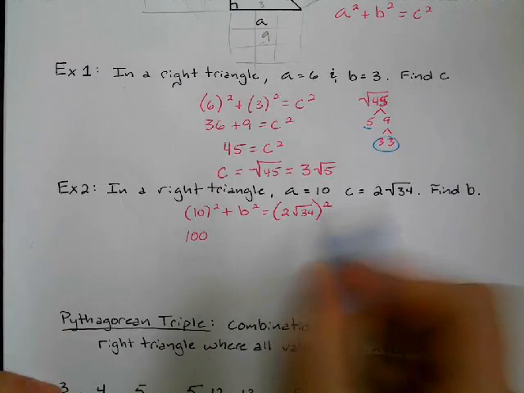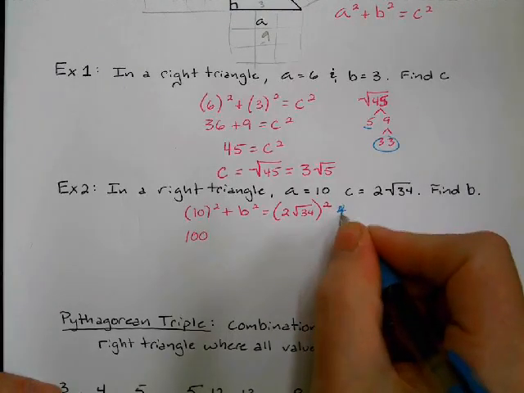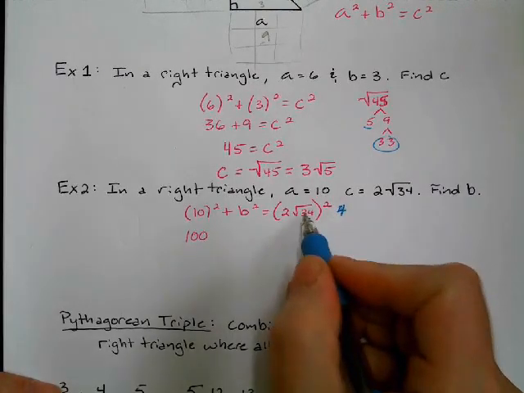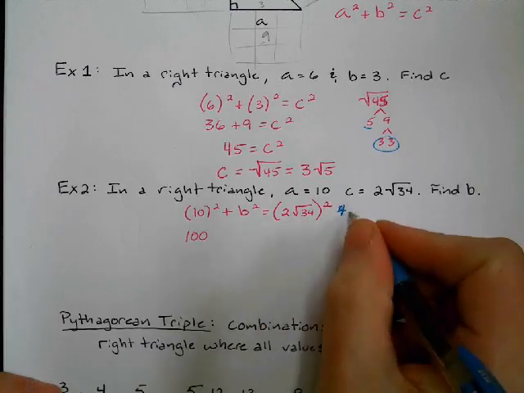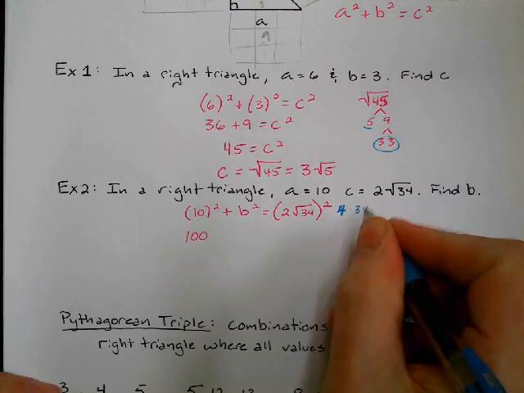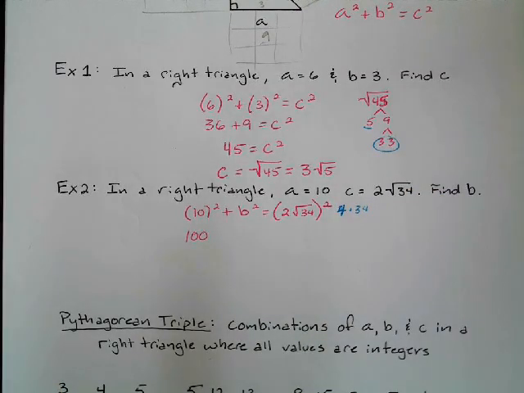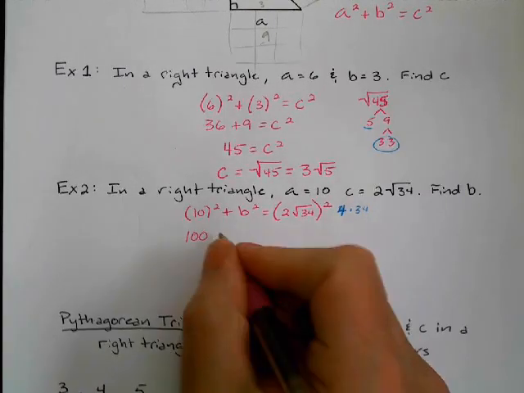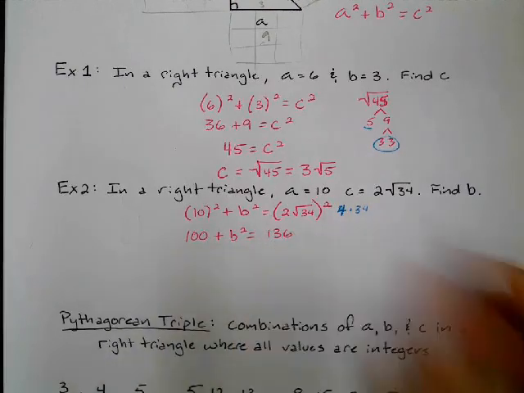When I square this, 2 times 2 is 2. No, it's not. It's 4. And then root 34 times root 34. Remember, squaring takes away the square rooting. So this is 4 times 34. All right, so 4 times 34, let's see, 34 times 2 is 68, and 68 times 2 is 136. So I end up with 136.